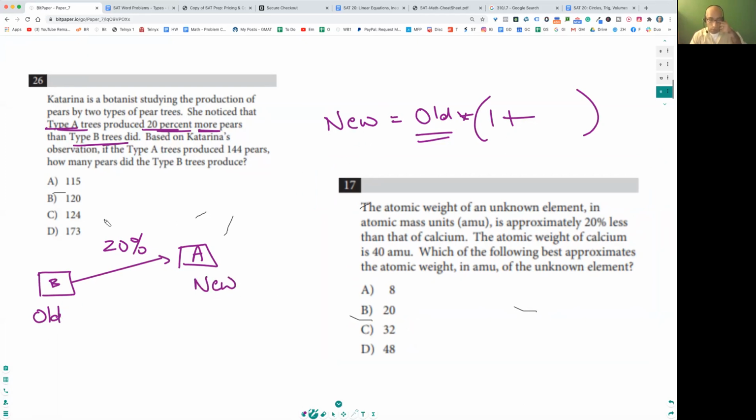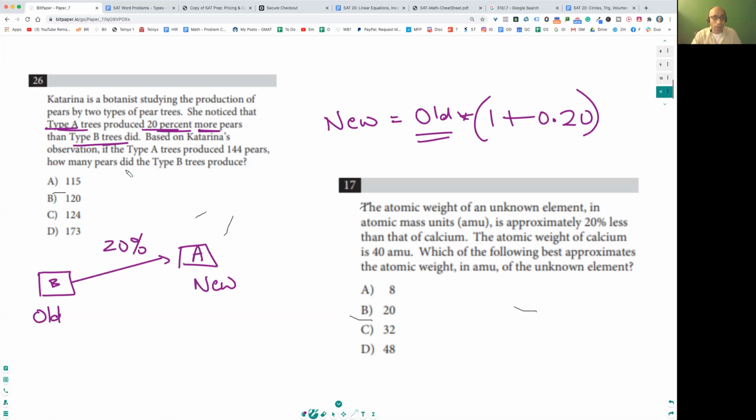Now, once you identify which is your old and which is your new, all you gotta do is write down this formula: new is equal to old times 1 plus this percent. This percent value is 20%, right? You're gonna write it down this way: new is equal to old times 1 plus 0.20, right?